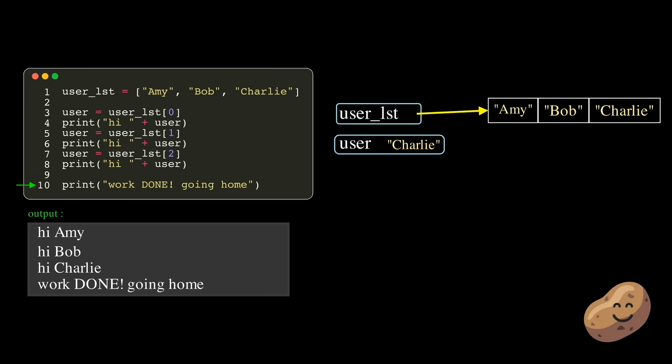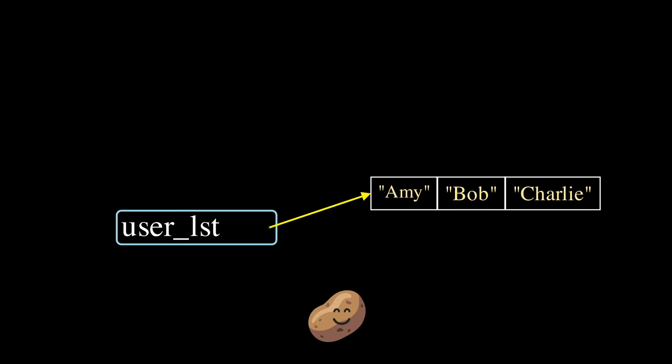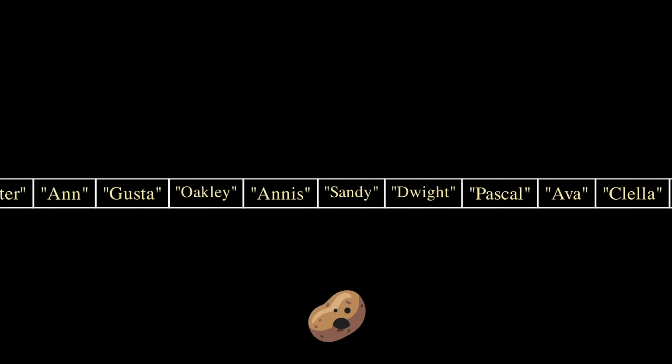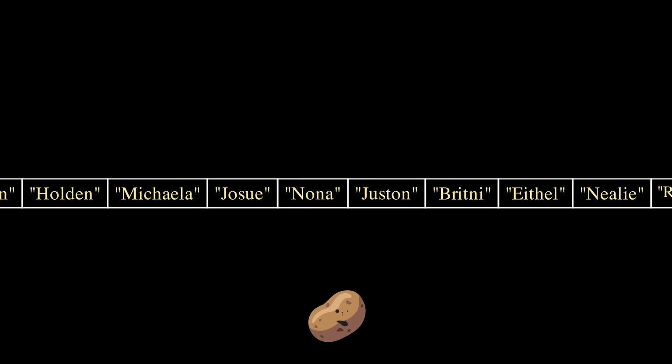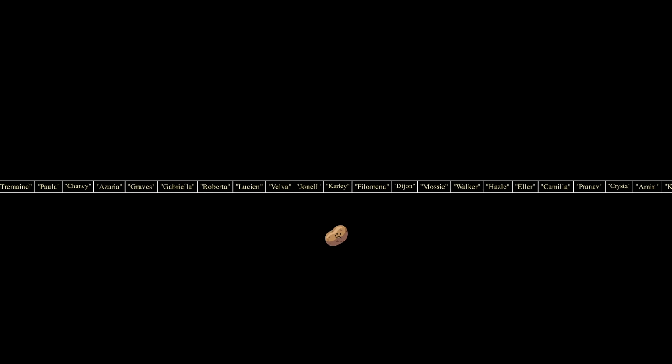As you can see, Potato's overall strategy is to create just one variable, user. And he keeps recycling this variable by manually changing it to the next index, and then print hi user. His program executes perfectly. Good job, Potato. Everything is fun and games until this list starts to get really long. One morning, Potato realized user list has 5,000 elements.